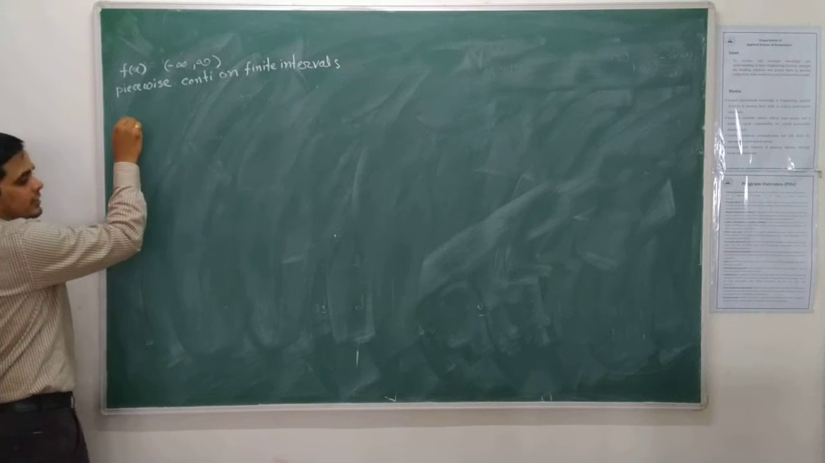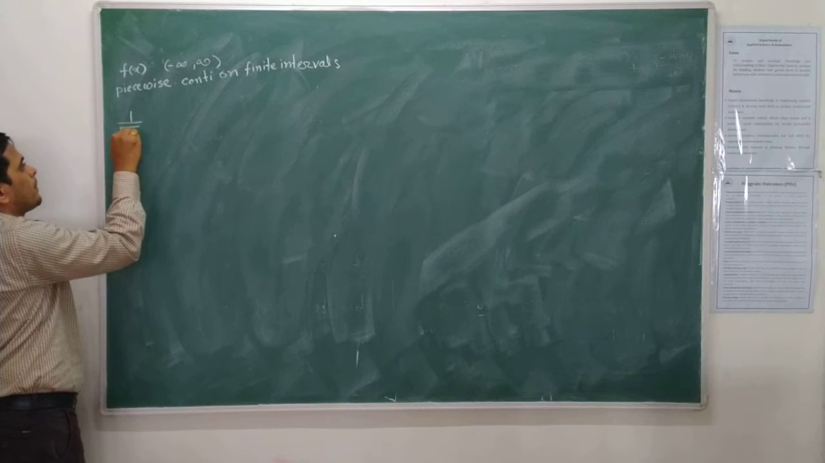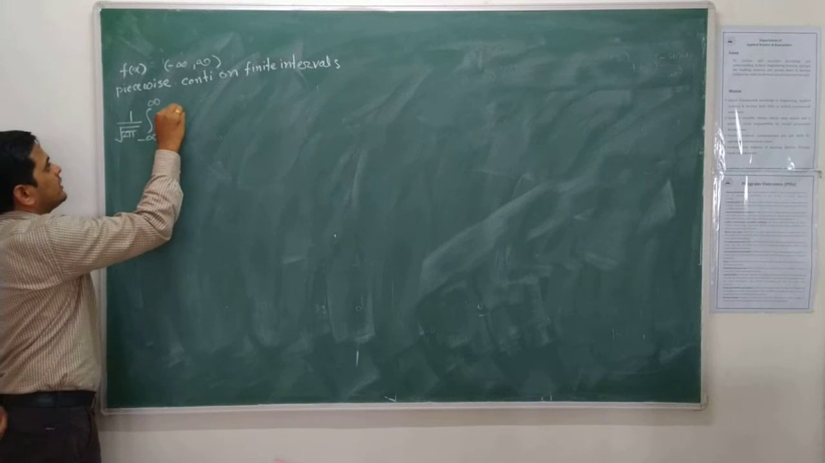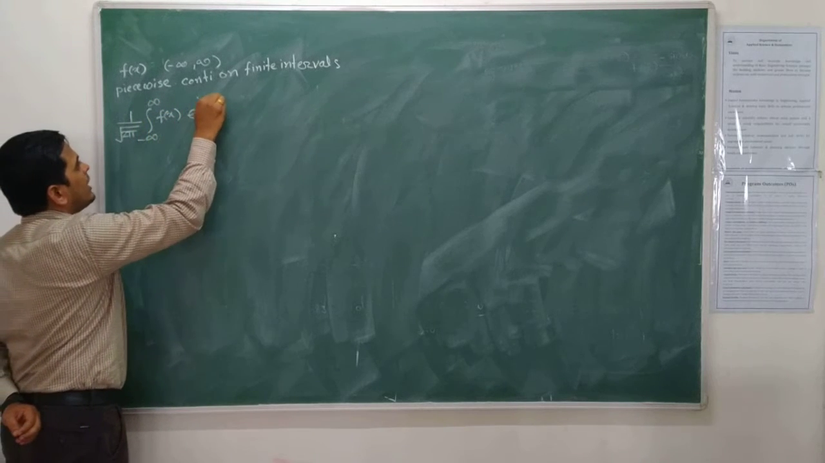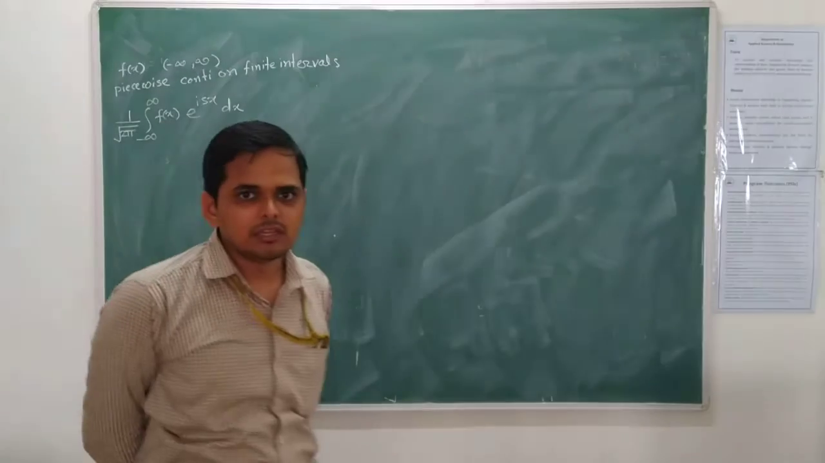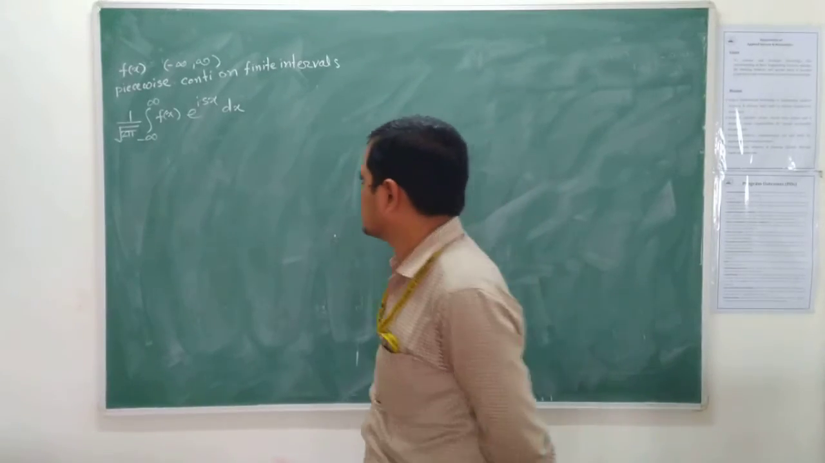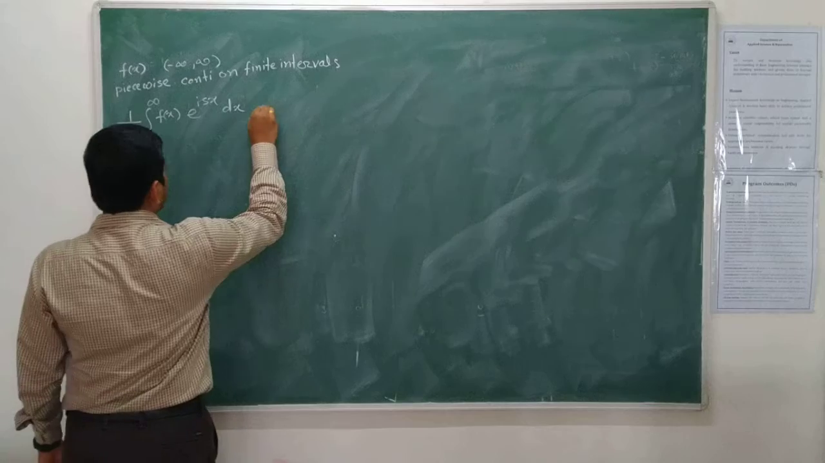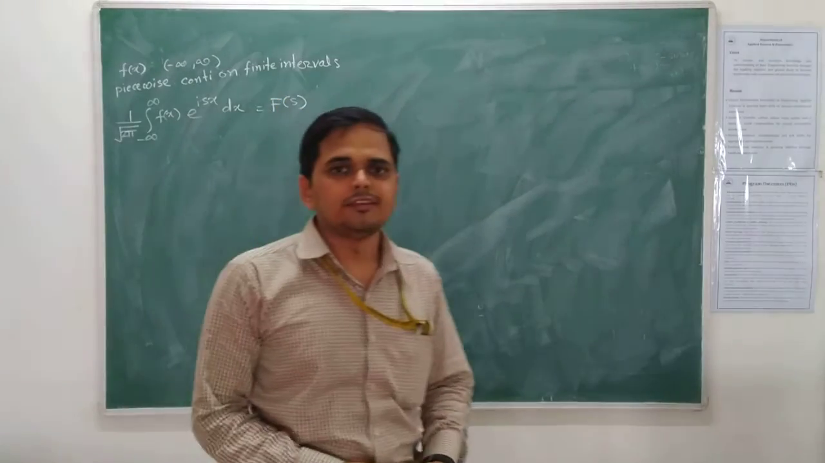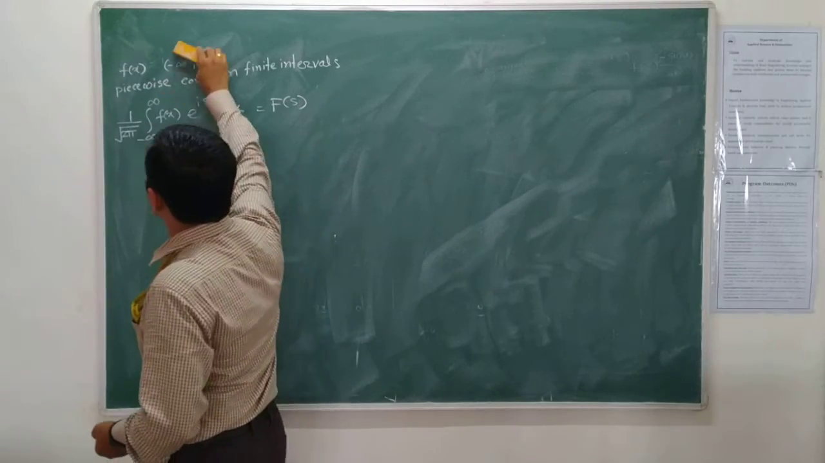Then the integral given as 1 upon square root 2 pi, integration from minus infinity to plus infinity f of x into e raised to i s x dx, if it exists, then it is called a Fourier transform of the function f of x, and it is denoted by capital F of s. So you can remember this definition of the Fourier transform.